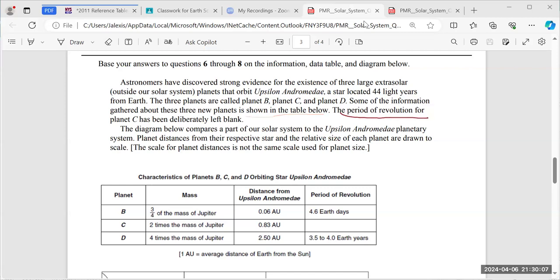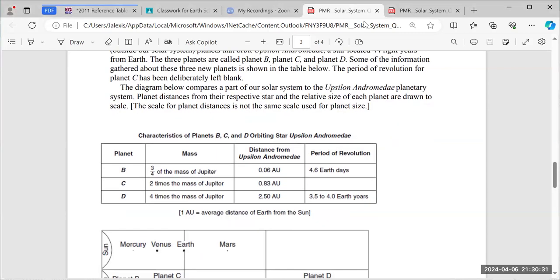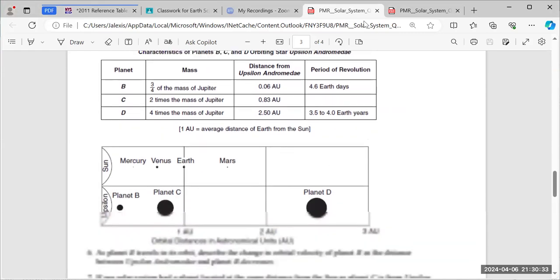The period of revolution for Planet C has been deliberately left blank. The diagram below compares a part of our solar system to the Upsilon Andromeda planetary system. I know I'm probably pronouncing it wrong. Planet distances from their respective star and the relative size of each planet are drawn to scale. All right, so we have the chart here, and let's take a look.